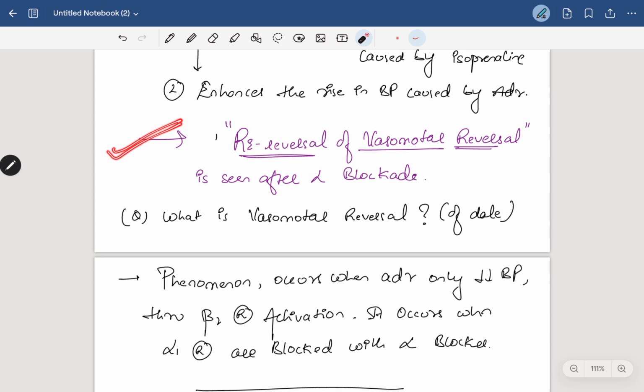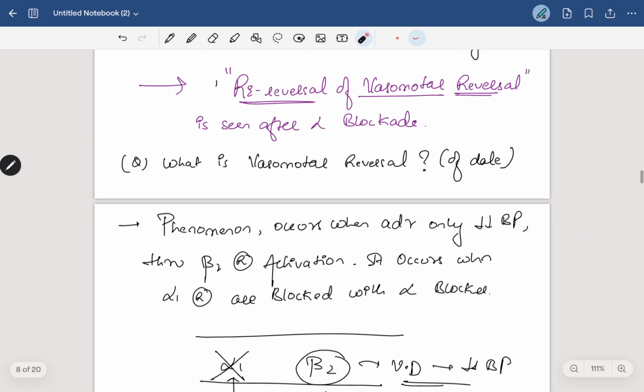Now, this is one line from the textbook, that is KDT. It also does reversal of vasomotor reversal, which is seen after alpha blockade. So what does this sentence mean? Reversal of vasomotor reversal is seen after alpha blockade. So we will break this sentence down one by one, and we will learn about the meaning of this sentence.